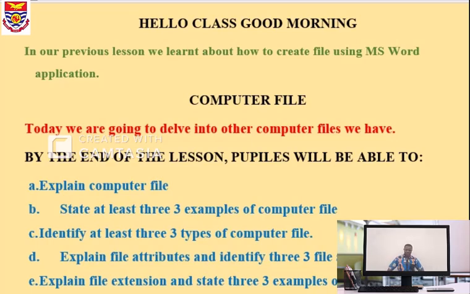By the end of the lesson, pupils will be able to: A. Explain computer file. B. State at least 3 examples of computer files. C. Identify at least 3 types of computer files. D. Explain file attributes and identify 3 file attributes. E. Explain file extension and state 3 examples of file extension.